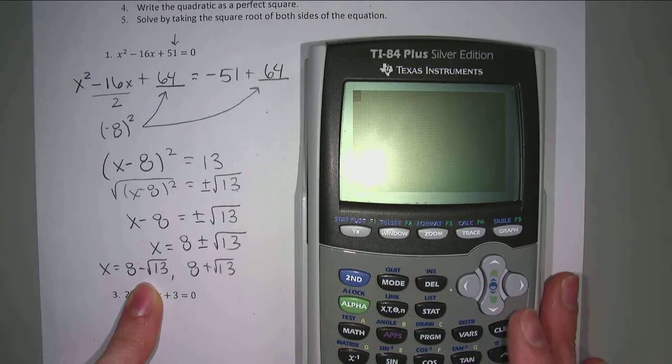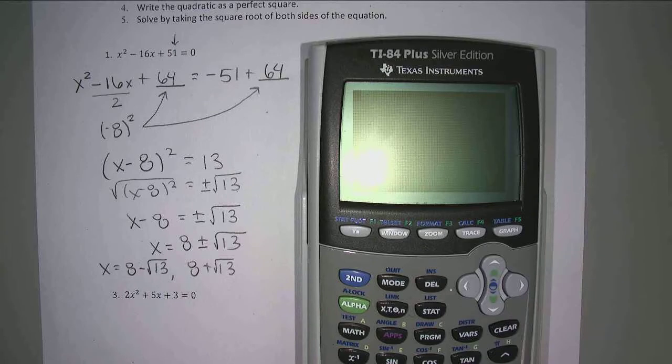So what I'm going to do is go back to number 1, the very original equation, and anywhere I see x, I'm going to plug in parentheses 8 minus the square root of 13, all right? So parentheses 8 minus square root of 13.